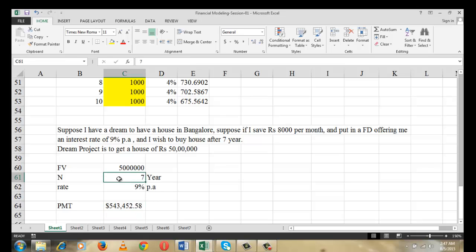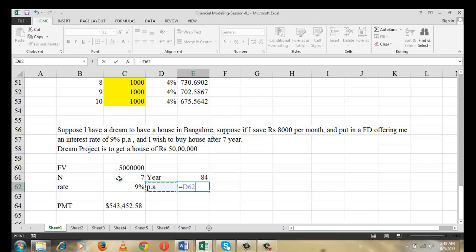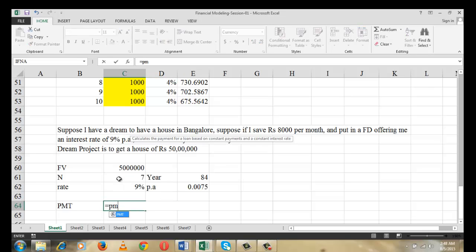Sorry, a small error happened. It is 7 years, and I'm depositing every month, so it will be 84 periods, and for 9% they are calculating the interest monthly. So better convert in this manner, and now do PMT. The rate is this, comma, NPER would be 84, comma, the PV would be 0, and FV would be 50 million, and type would be 0, close bracket, enter.